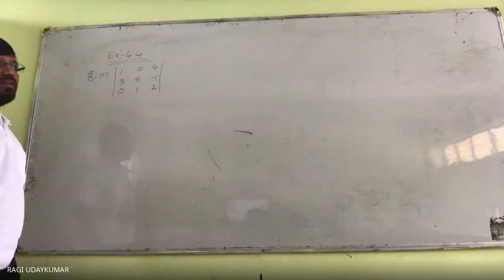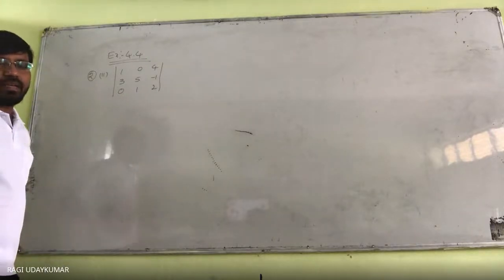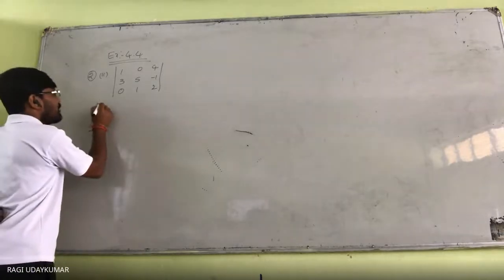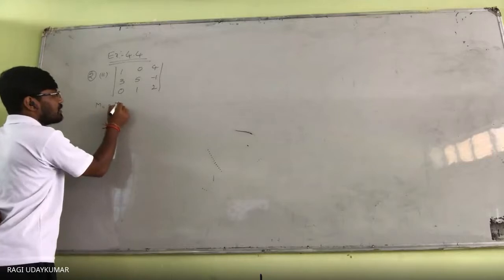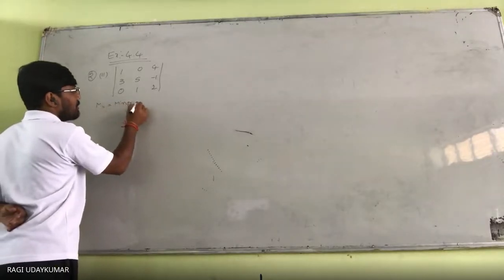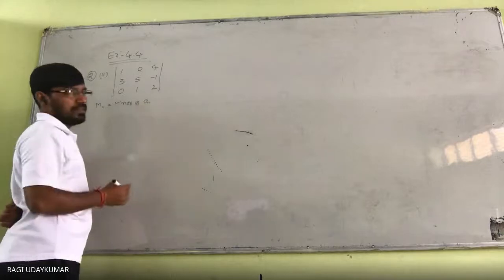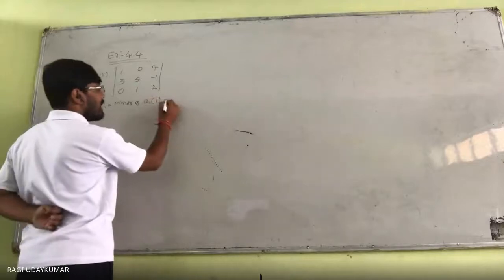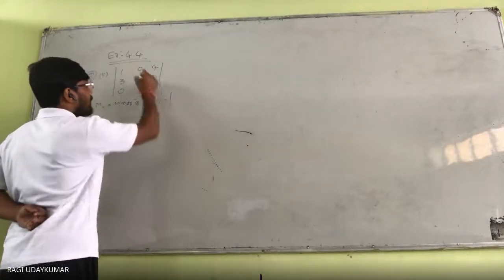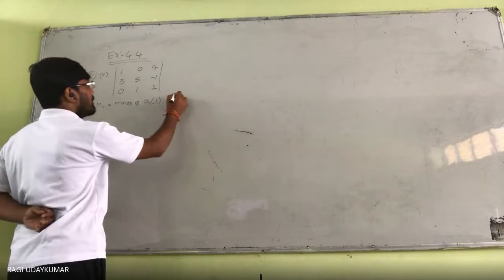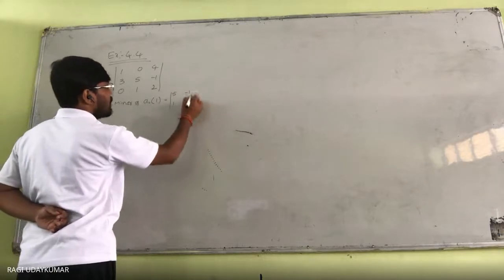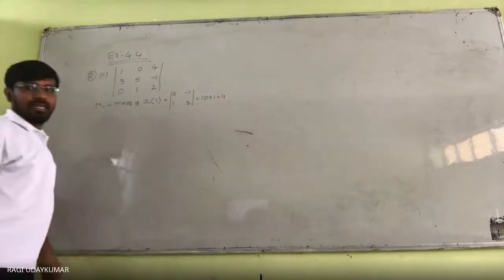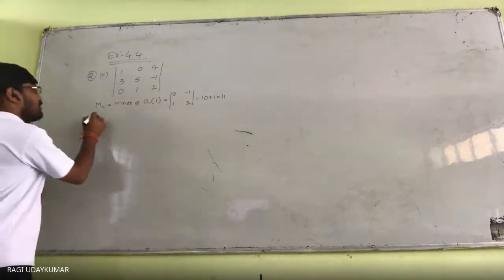So here, what is A11? Can anyone reply? We need to find out M11, which is nothing but the minor of A11. To find the minor, you need to delete this row and this column. That gives 5, -1, 1, 2, which equals 10 plus 1, which equals 11. Like this, every element you need to find out.